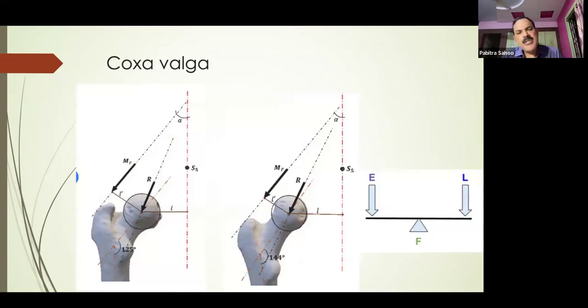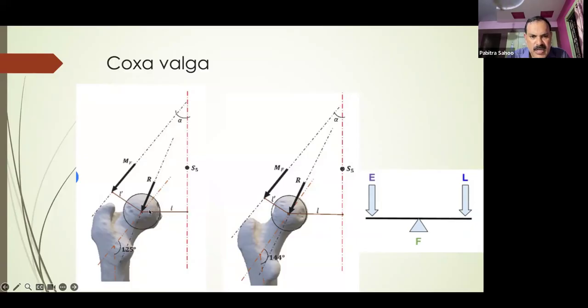So what happens to the hip joint? Why should we discuss coxa valga? What happens to the hip joint if there is coxa valga? Let us take the example of this picture. This is a normal hip joint with a 125 degree neck shaft angle, and this is a coxa valga patient. This is the weight line passing through the S2 or S5 vertebra, right? So in a normal hip, look at this picture. This is almost balanced.